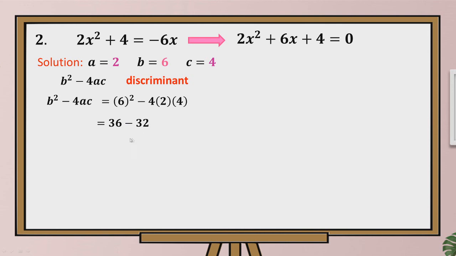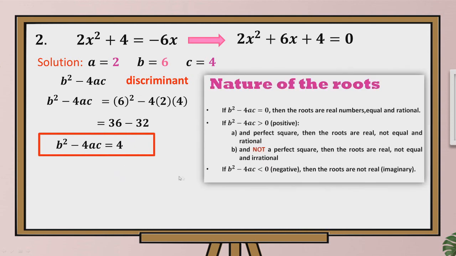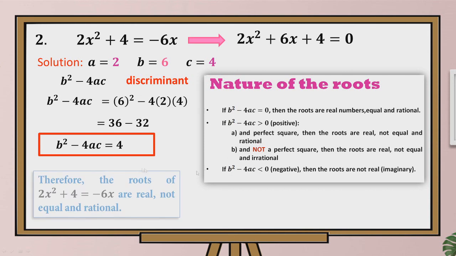Ibig sabihin, ang value ng ating discriminant ay positive 4. At ang positive 4 ay isang perfect square. Kaya naman, going back to our conditions, this falls under the second condition na positive ang ating discriminant, and since it is a perfect square, we can say that the roots of our quadratic equation are real, not equal, meaning magkaiba, and rational. So to conclude, we can say that, therefore, the roots of 2x squared plus 4 equals negative 6x are real, not equal, and rational.